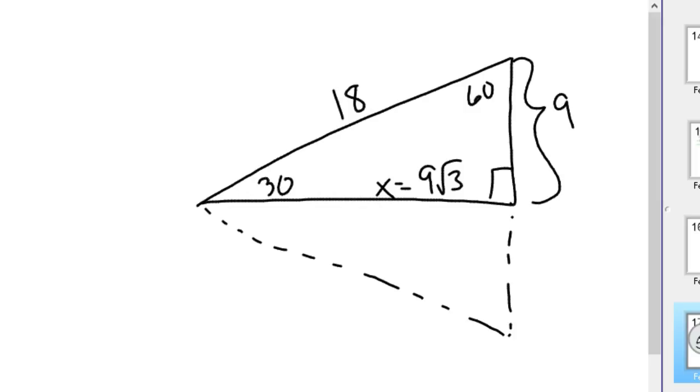Now, you might be asking yourself, why not SOHCAHTOA? Why not use that? And you can. You can use SOHCAHTOA, come up with the same values. But this is just a quick shortcut because 30, 60, 90s and 45, 45, 90s occur so often.